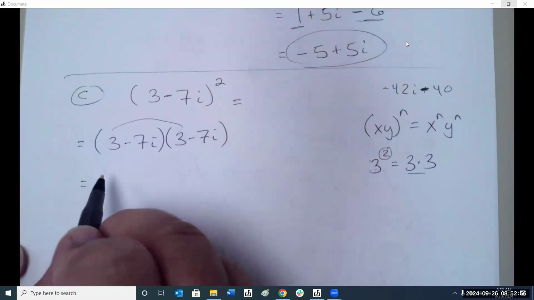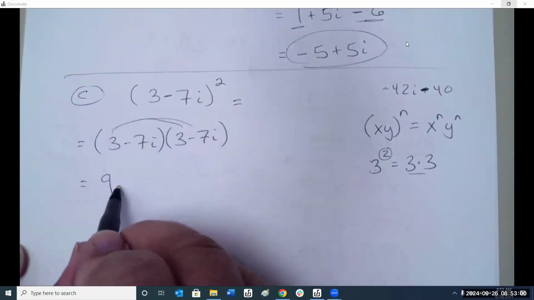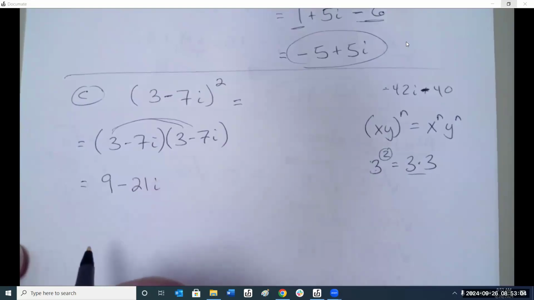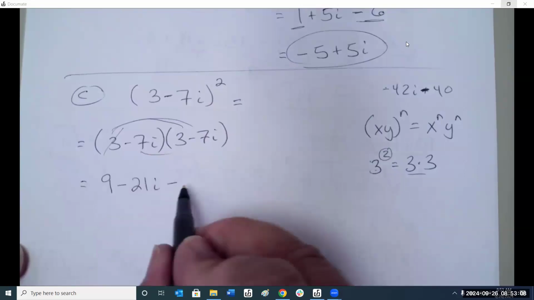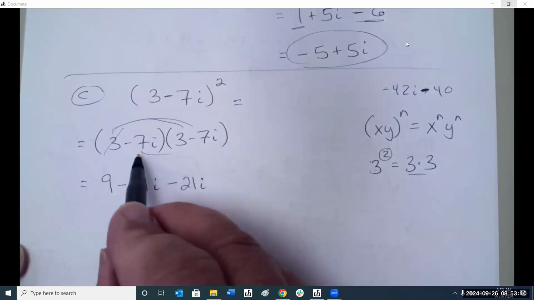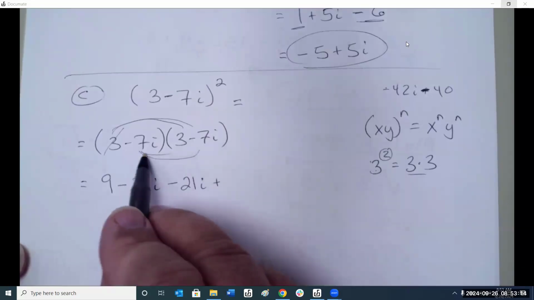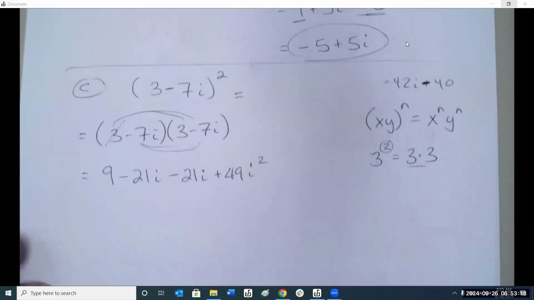So we're back to the distributivity. 3 times 3 is 9. Positive times negative is negative. 3 times 7 is 21. Negative and positive is negative. 7 times 3 is 21i. Negative and negative is positive. 7 times 7 is 49i squared.